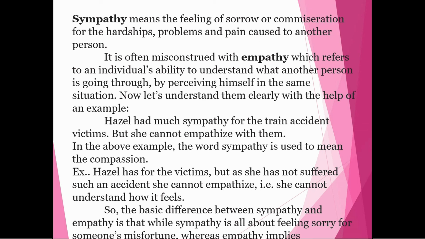For example, Hazel had much sympathy for the train accident victims. Sympathy means, oh, we can feel the sadness. Oh, sorry, like that. But she cannot empathize with them. In the above example, the word sympathy is used to mean compassion. Hazel feels for the victims, but as she has not suffered such an accident, she cannot empathize. So Hazel can have sympathy for the train accident people. She cannot have empathy for those people who got into the accident because she has not been in that particular accident.